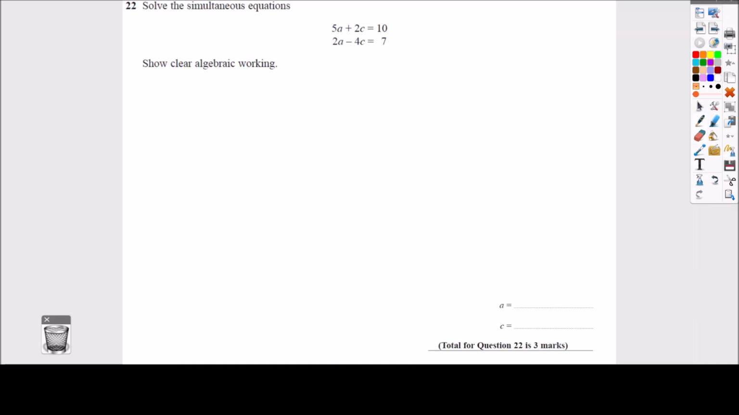Question 22. Now, in order to answer this, we're going to have to eliminate either A or C. So we're going to need to have the same number of A's or C's. Now, we could line up the A's by doing a couple of multiplications, but far simpler is to eliminate the C's, and I'll show you how. So call that equation 1, and we'll call that equation 2. Now, if we take equation 1 and double everything, what do we get? So we're going to double the 5A, double the 2C, double the 10. We're going to get 10A plus 4C equals 20.